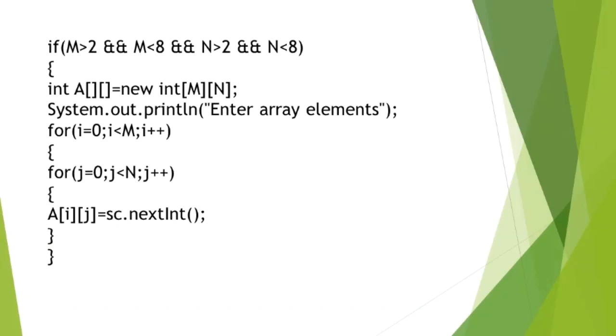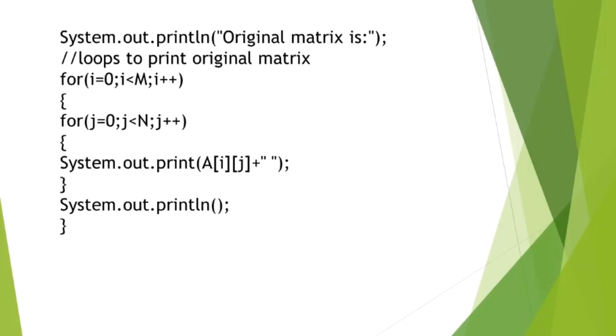If it is within the range of 2 and 8, both not inclusive, then we declare a matrix A with size m and n, int A equals new int[m][n]. Then we enter the array elements. For i equals 0, i less than m, i plus plus; for j equals 0, j less than n, j plus plus; A[i][j] equals sc.nextInt. After that, we simply print the original matrix using the next 2 loops.